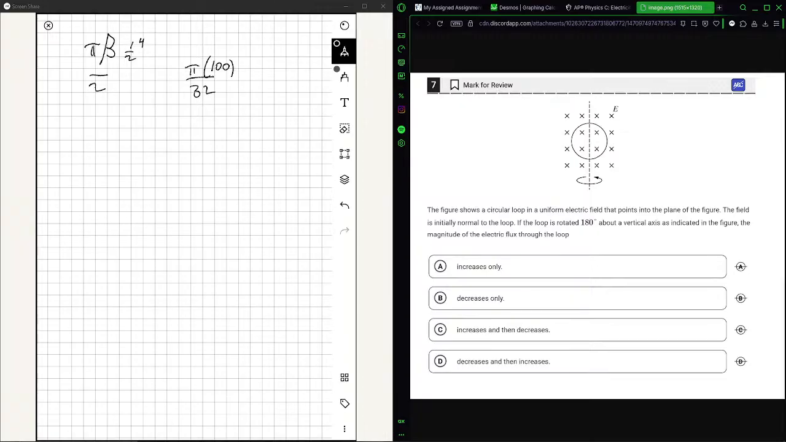Okay, so circular loop in a uniform electric field that points into the plane of the figure. The field is initially normal to the loop. If the loop is rotated 180 degrees, what is the magnitude of the flux? Okay. So if we think about this intuitively, we could actually, if we want to, you know what we're gonna do?